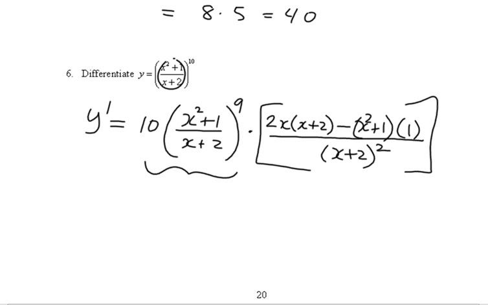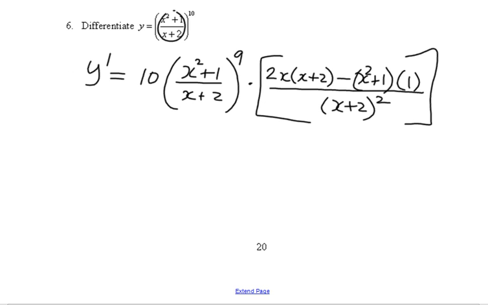Half the battle with this one, though, is simplifying it. So fasten your seat belts. We're gonna simplify this one. Okay. I don't know if I'm going to finish today. I'm going to try hard.